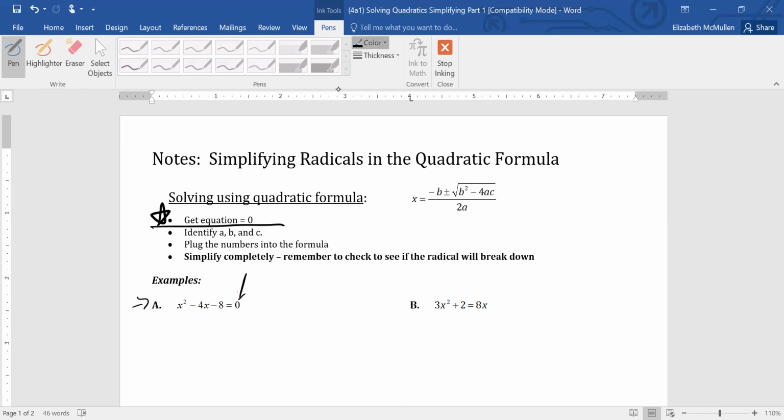Let me change my pen color to blue here so it's easier to see. All right, so now we know that A is the number in front of our x squared, B is the number in front of our x, and C is our constant. So we can plug this in.